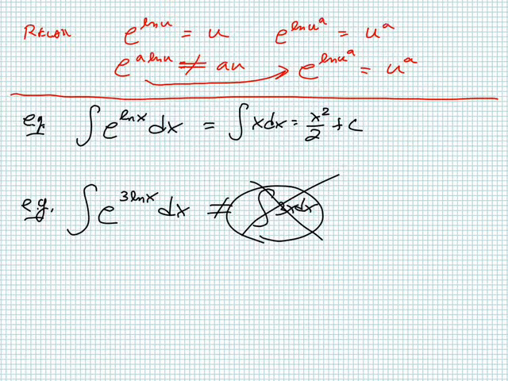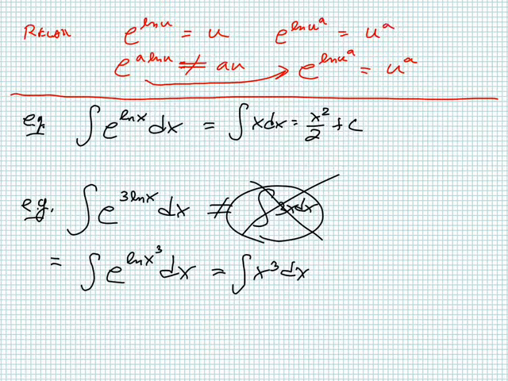So in order to solve this one, I'm going to rewrite this as the integral of e to the natural log of x cubed dx. Now I can use that rule, and e to the natural log of x cubed just becomes x cubed. And so this just becomes the antiderivative of x cubed dx, which you know is x to the fourth over 4 plus c. Okay, so that concludes section 5.4.